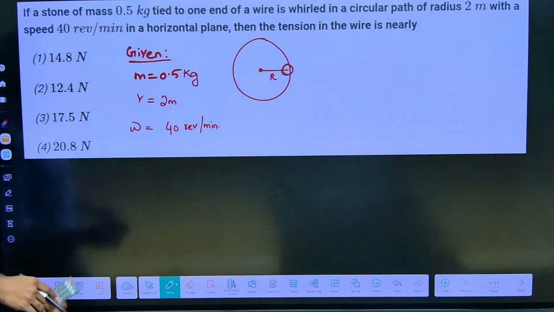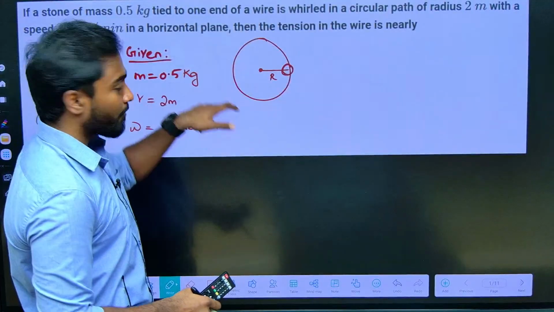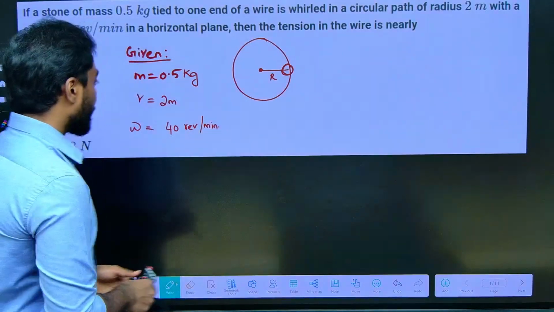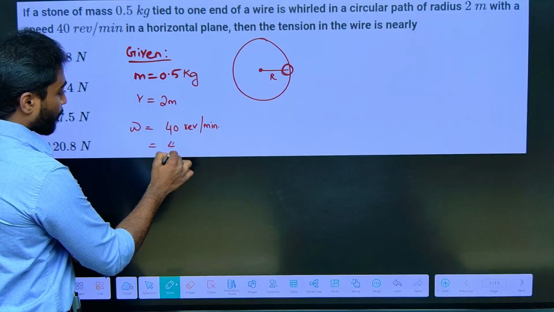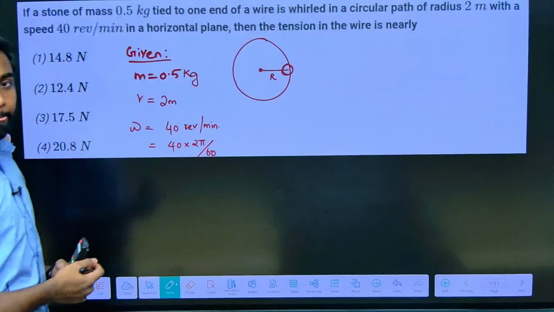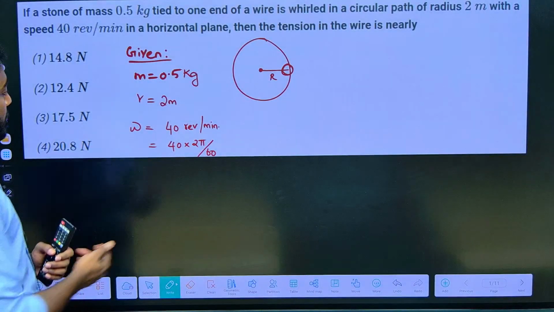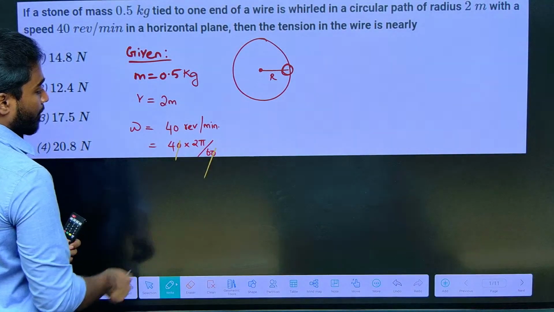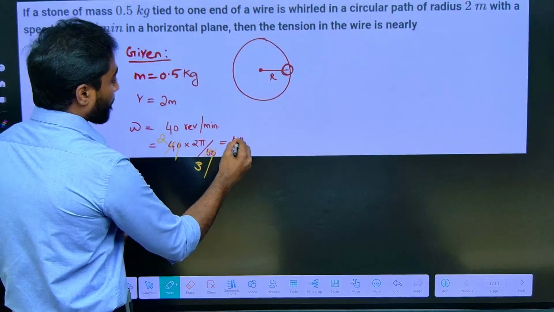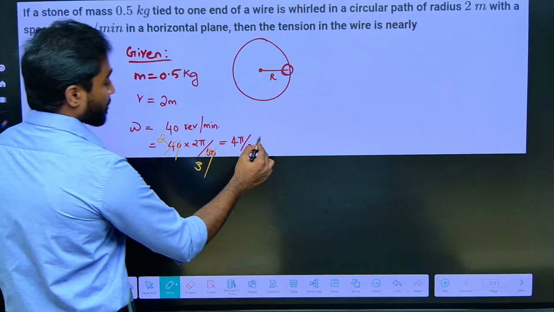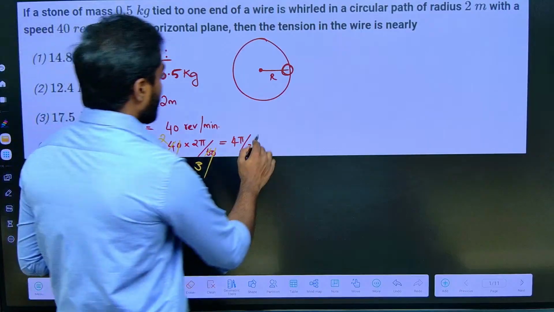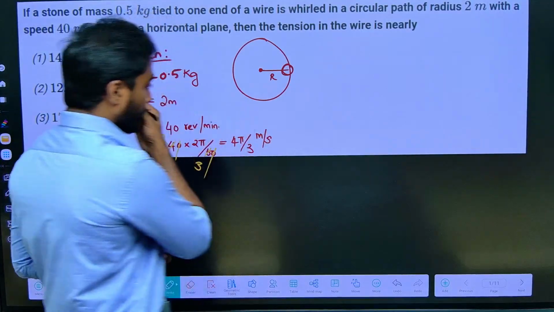One complete revolution is 2 pi, per minute, that is 60 seconds. So 40 into 2 pi divided by 60. The zeros get cancelled off, so 2 times 2 pi by 3, which is nothing but 4 pi by 3 radians per second.